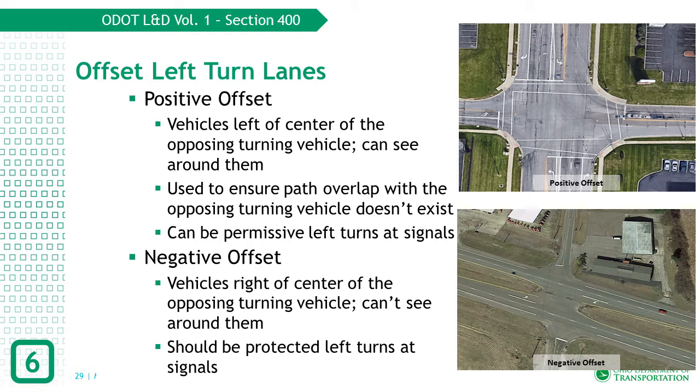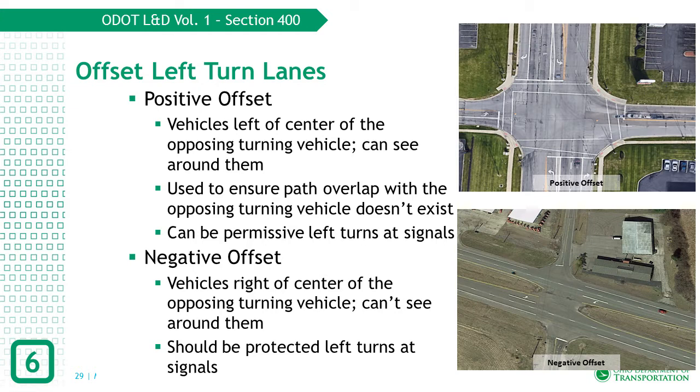Negative offset is when turning vehicles are right of center, such as the image in the bottom right, not allowing them to see around the opposing vehicle or see far enough past the vehicle to find an acceptable gap in the opposing through traffic to turn within. Signalized intersections with negative offset turn lanes should use a protected left turn signal phase, which requires an additional signal phase in the cycle length.